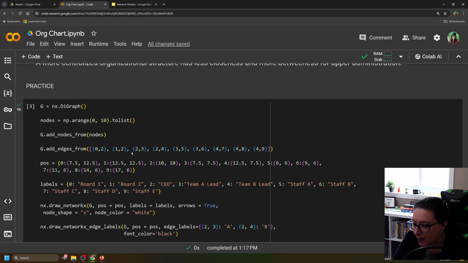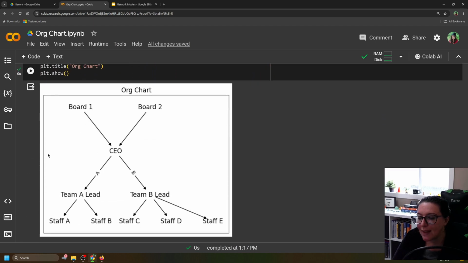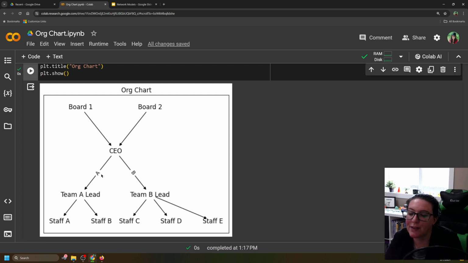So in our previous video, we created an organizational chart that looked like this here. Maybe you have the CEO dictating to board 1 and board 2, or maybe you have it flowing the other direction. Can you create those measures of centrality for this particular org chart to see who has the most influence? Try it with the arrows going this way for board 1 and board 2.